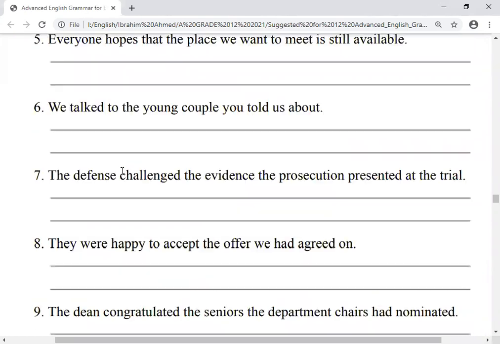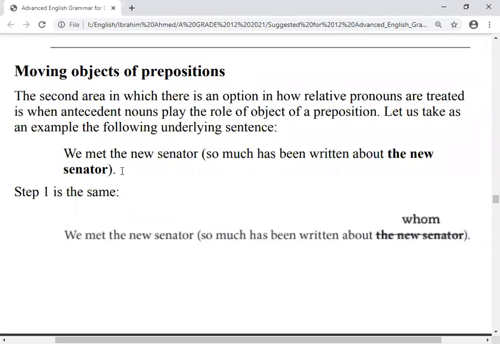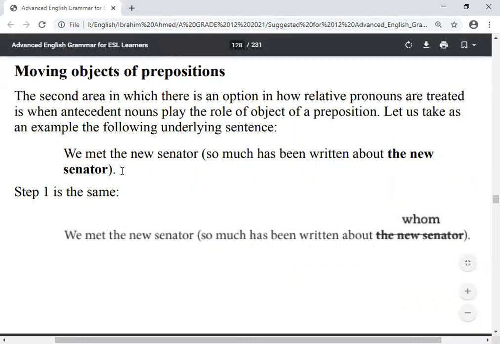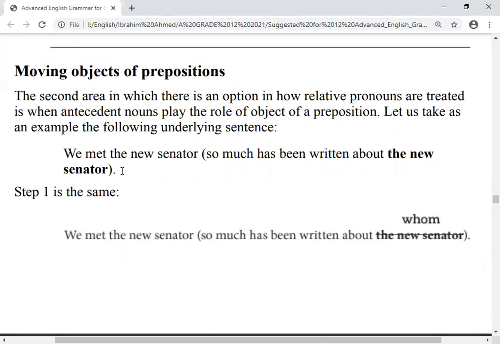Okay, let's move on to the last part of the lesson, part 5, sorry. Moving objects of prepositions. We talked about moving objects. It's the same idea, nothing new. The second area in which there is an option in how relative pronouns are treated is when antecedent nouns play the role of object of a preposition. Let us take as an example the following underlying sentence. The underlying sentence is the sentence which has the repeated word which is replaced by the relative pronoun.